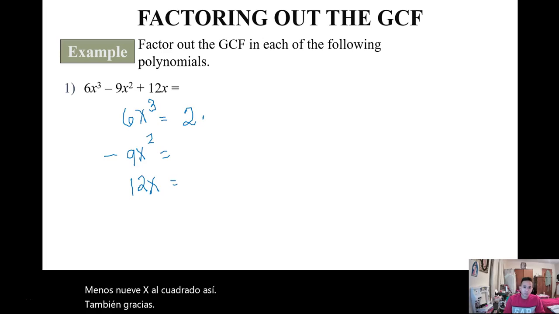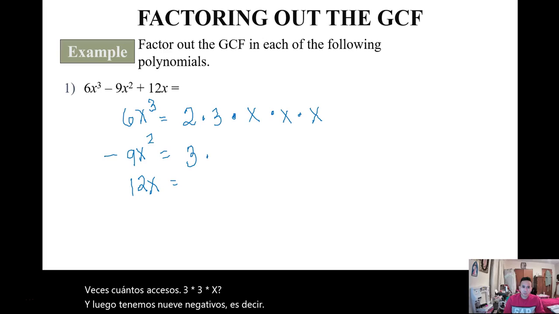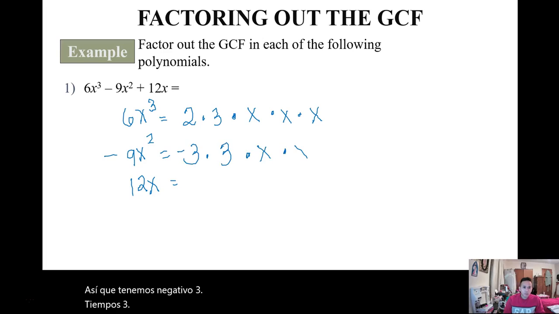So 6 is 2 times 3 times how many x's? 3 times 3 times x. And then we have negative 9, that is 3 times negative 3. Just exchange this one. So we have negative 3 times 3 times x times x.